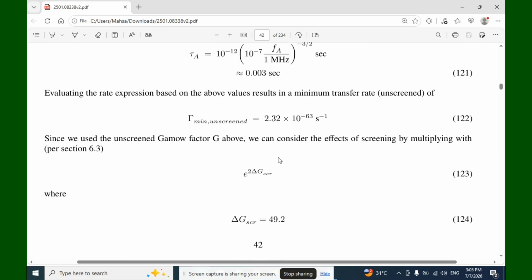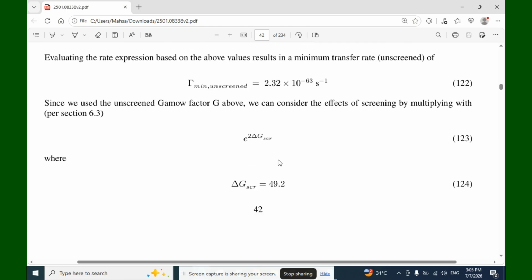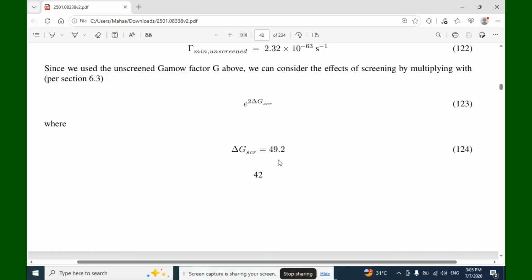Evaluating the rate expressions based on the above values results in a minimum transfer rate on screen of gamma minimum on screen is equal to 2.32 multiplied by 10 to the power of minus 63 1 per second. Since we use the on-screen gamma factor g above, we can consider the effects of screening by multiplying with, per section 6.3, e to the power of 2 delta G screen, where delta G screen is equal to 49.2.